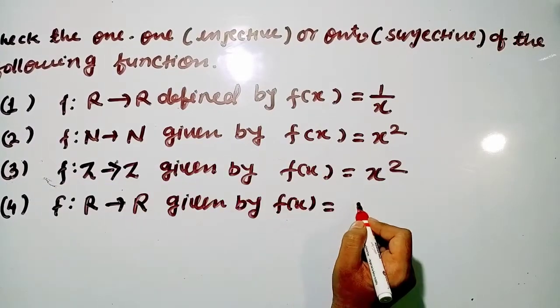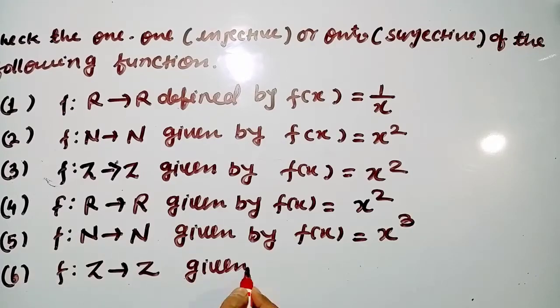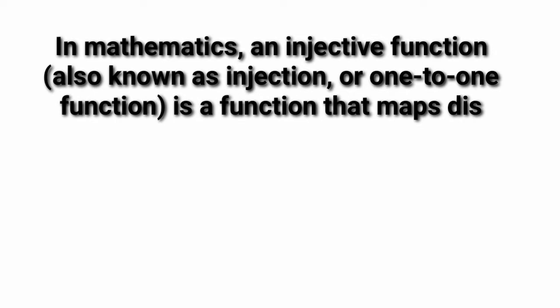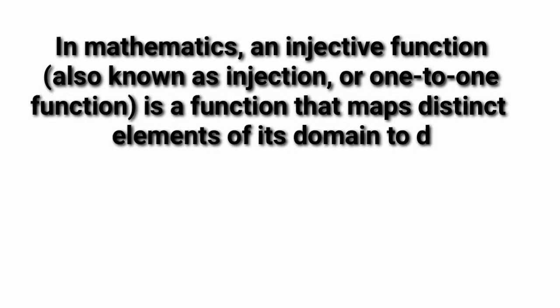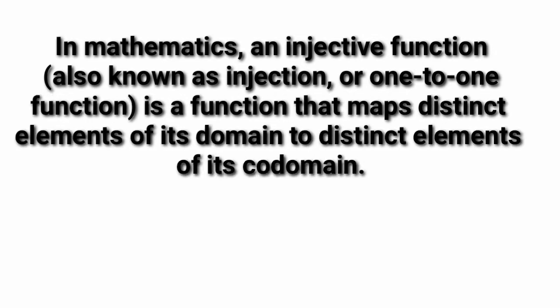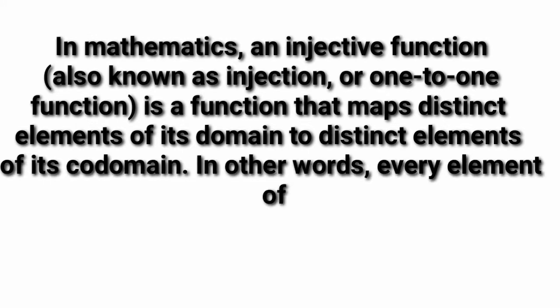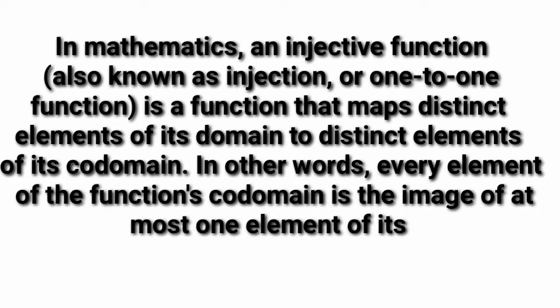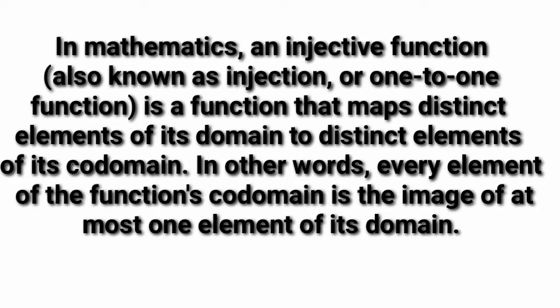So students, let us see this question. We are considering 6 questions today. Before starting all these things, let us do a quick revision of one-one and onto functions. Students, in mathematics, an injective function, also known as an injective or one-to-one function, is a function that maps distinct elements of its domain to distinct elements of its codomain. In other words, every element of the function's codomain is the image of at most one element of its domain.